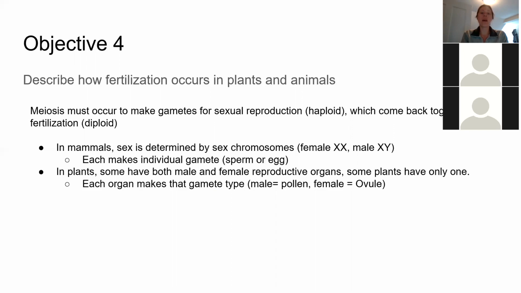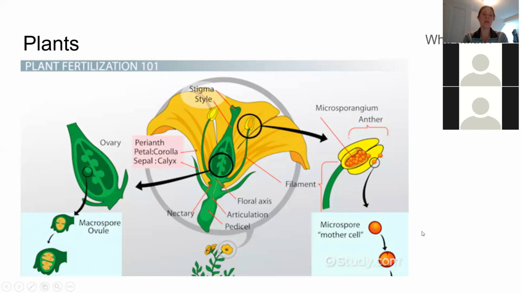Plants do, again, a similar process. We have some different terms. So in plants, the male gamete is the pollen. The female gamete is the ovule, so that's the egg. I got a couple images here so that I can point out what happens. So here's kind of an example of a generic flower that you might find on a plant.